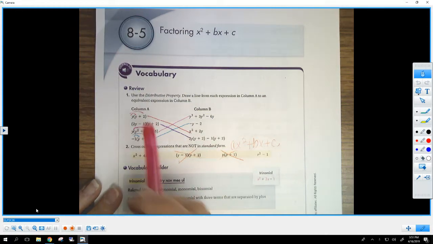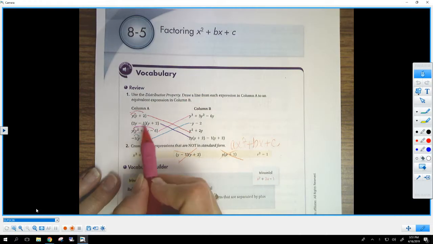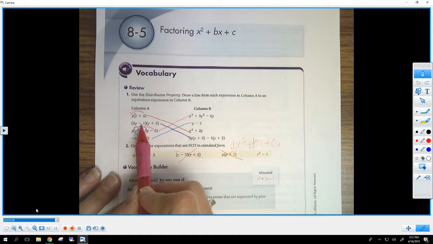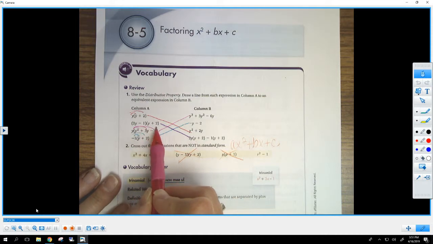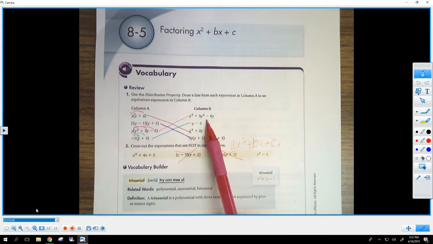The same thing here. I'm going to take this 2y and I'm going to multiply 2y times y and 2. I'm going to do the same thing with this negative 1. It's got to be multiplied to the y plus 2. So that line is going to be drawn down here. Still distributive property. This is going to be multiplied to all three of these. So that'll be y cubed plus 3y squared minus 6y.